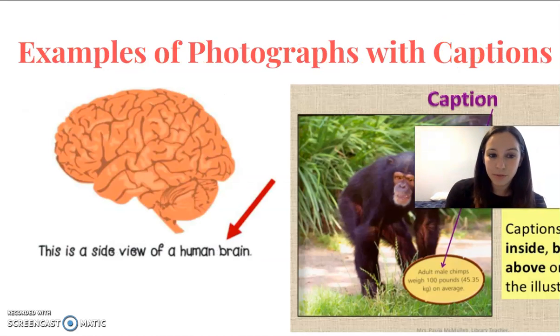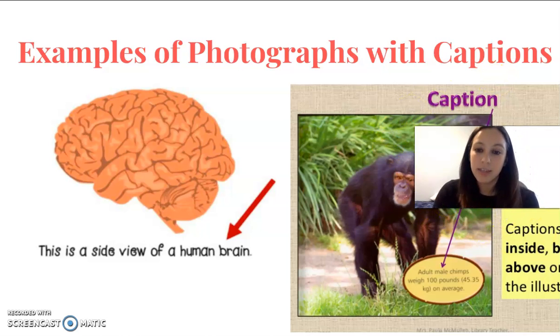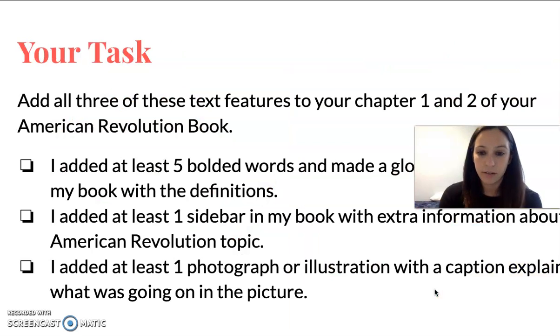So here are some examples, right? If you're doing a book on brains, right? This is a side view of the human brain. Here's your photograph, here's your caption. If you're doing something about chimpanzees, right? Here's your photograph and here's your caption, okay? So you can also get creative with it, okay?